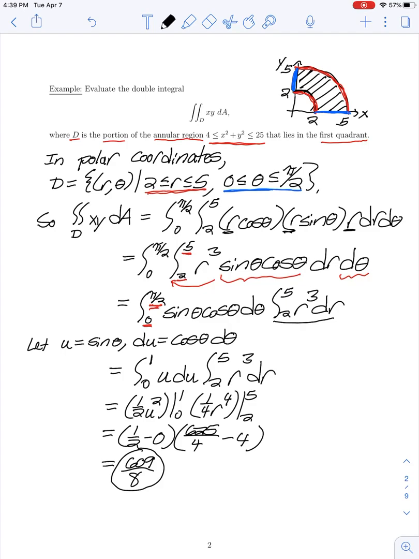So we see in this first example that for certain regions, they are much more easily described in terms of polar coordinates instead of in terms of those rectangular coordinates x and y. So let's look at some other examples.